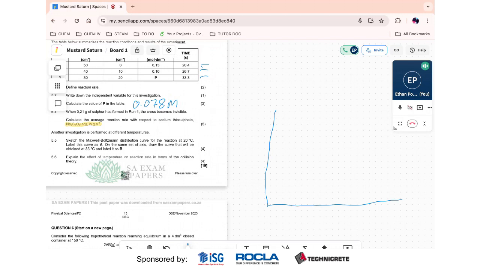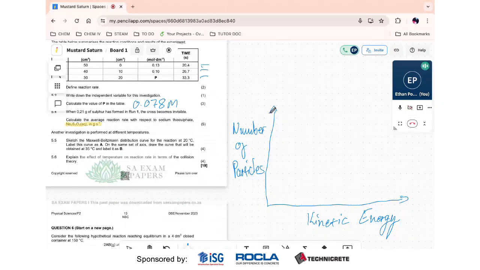Use a ruler for this. I'm just using freehand. At the bottom, we have kinetic energy for this plot. And at the top, we have number of particles. I guess sometimes you can also see this done where there's moles, but number of particles is just more direct. So it wants us to sketch the Maxwell distribution for the reaction at 20 degrees Celsius.